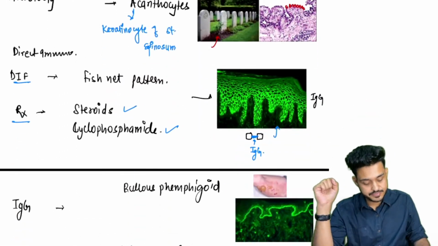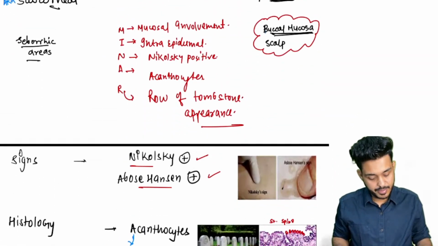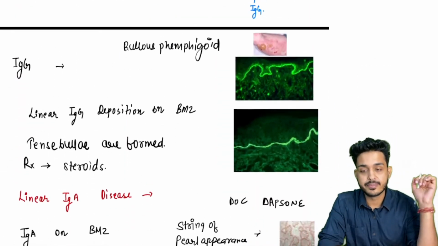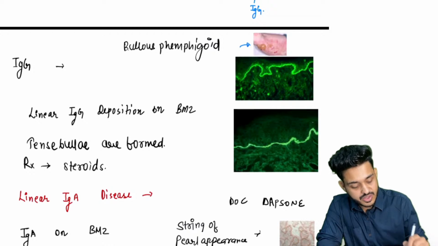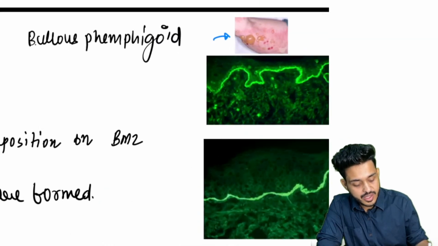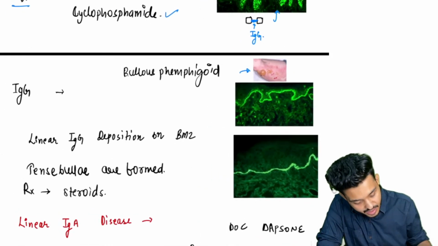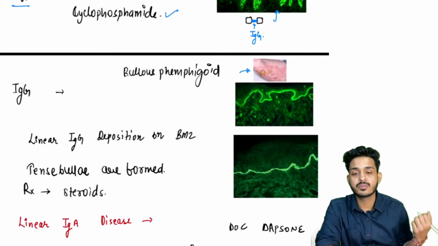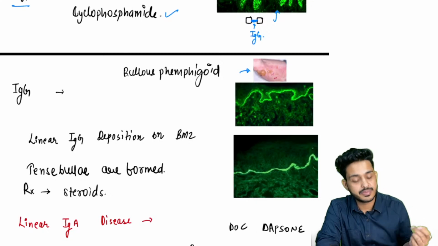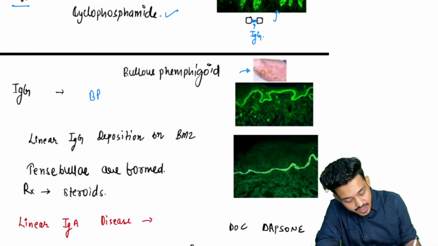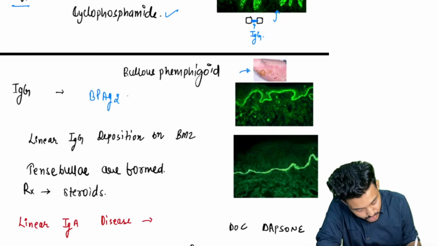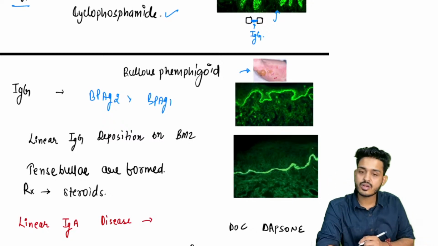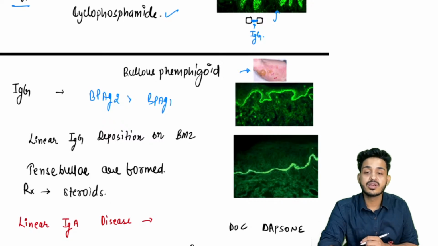So this is the important thing about the pemphigus group of disorders. Now let's talk about pemphigoid. In pemphigoid there will be formation of bulla, which we have already discussed. Here IgG are also formed, against BPAG2 or BPAG1.